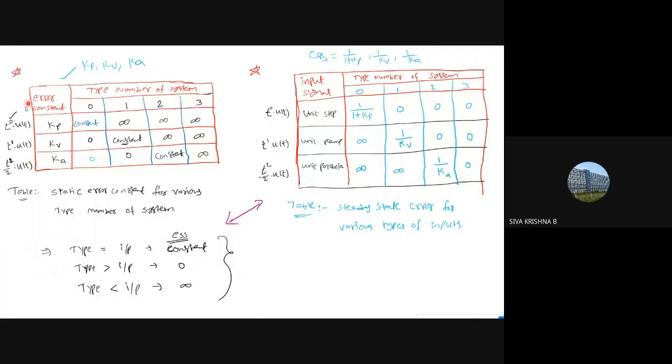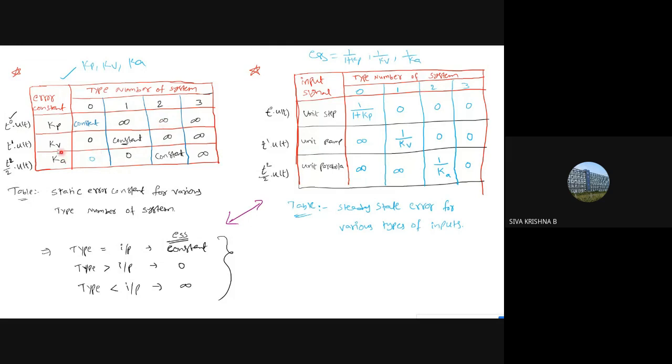See here, this is unit step input. Unit step means you will get the Kp, that is positional error constant. For unit ramp, that means Kv you will get. For unit parabola, you will have Ka, that is acceleration error constant. So for type 0 system with unit step, that means Kp, you will have the constant value. For type 1, 2, 3, you will get infinity value.